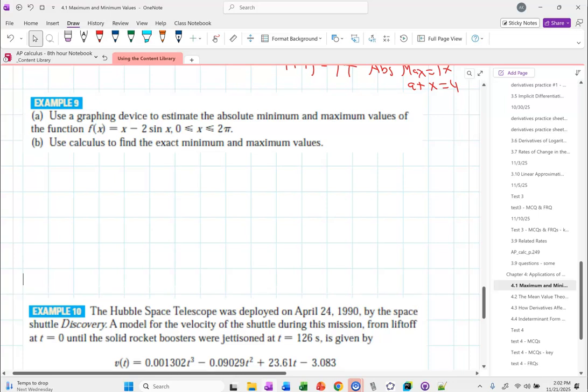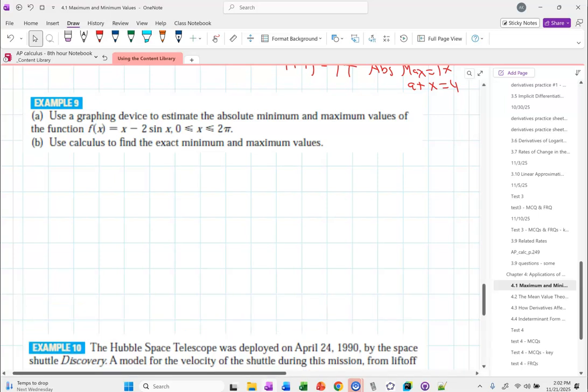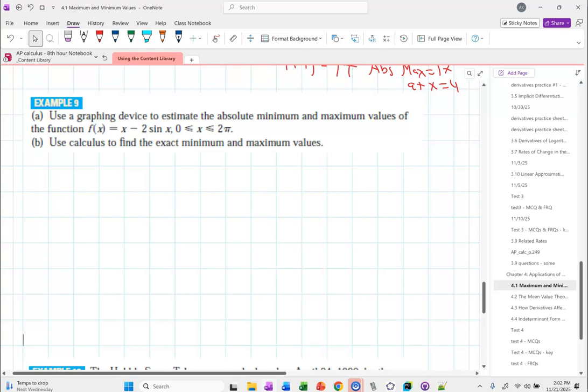The next piece says to use your graphing calculator to estimate the absolute min and max values of this function. We're not going to do that because you told me before that you already remembered how to do that, and in the interest of picking up time. It's on the calculator. But part B says use calculus to find the exact minimum and maximum values, and that does interest me. So let's do that.